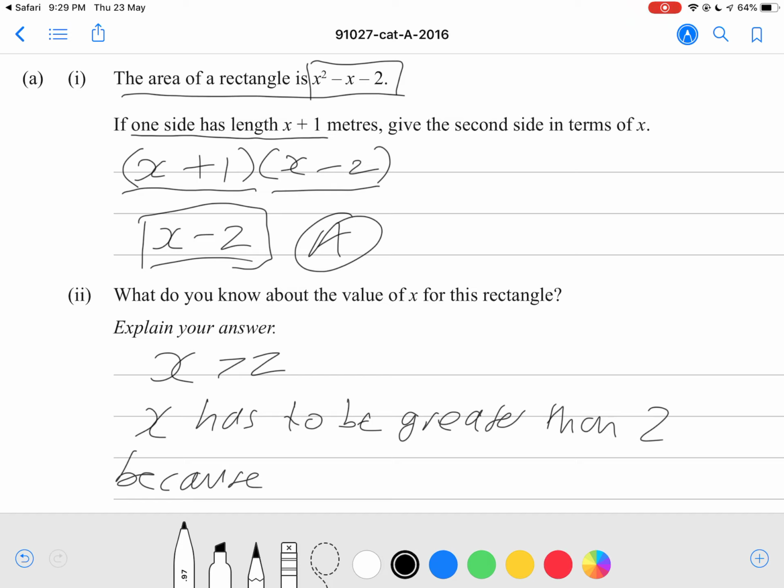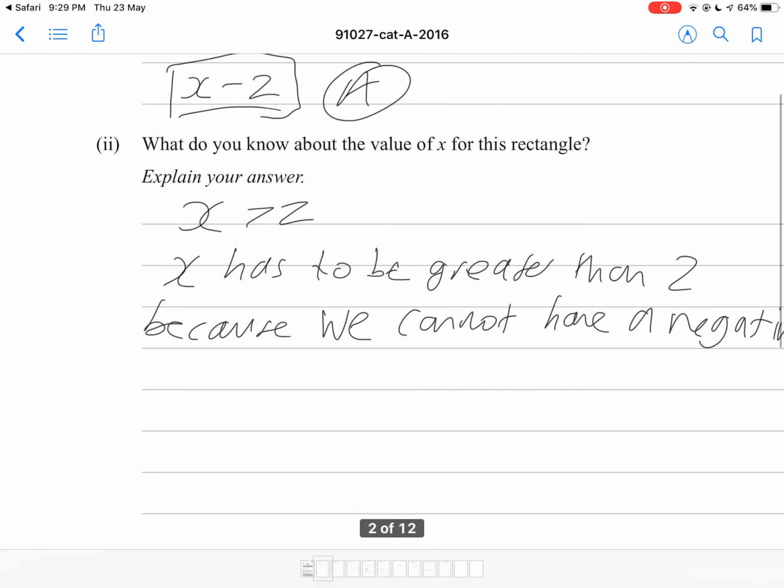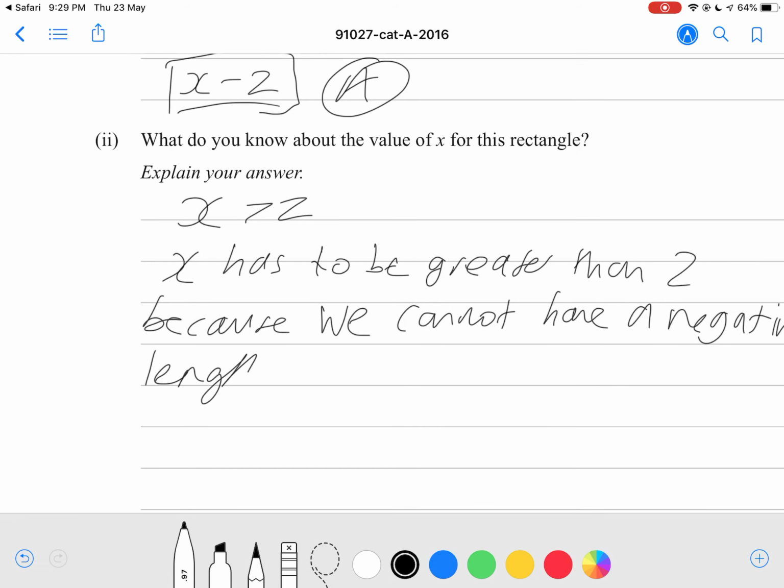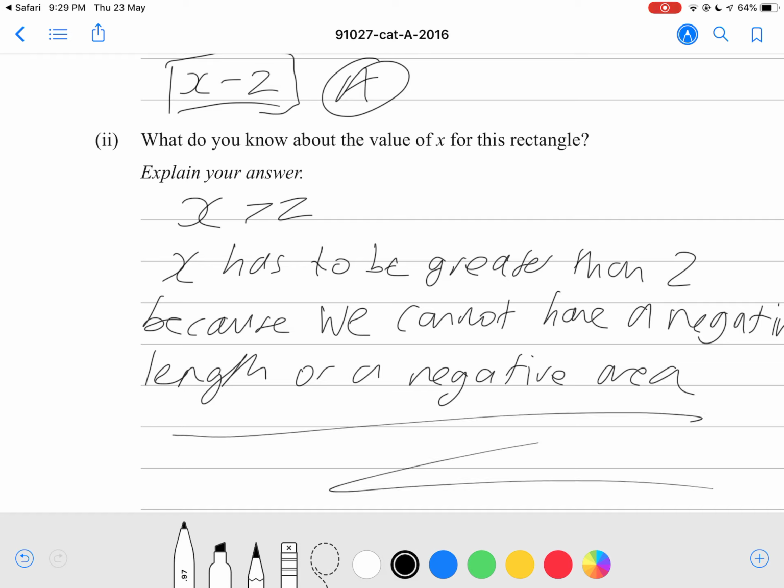X has to be greater than 2 because we cannot have a negative length or a negative area. Okay, so that should be your answer. So basically what you're saying here is x is greater than 2, and you say why x has to be greater than 2: because we cannot have a negative length or a negative area because that's impossible, okay?